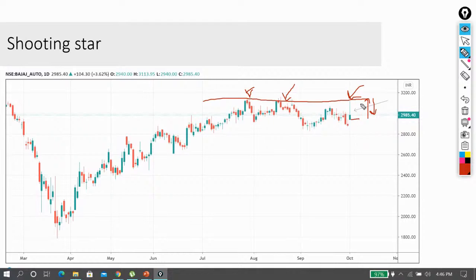Would you go and buy this share? I would strongly advise not to right away because there is still seller dominance. A buying can only happen here if this high is taken out and stock comes out of this. Okay, I hope these points are clear.